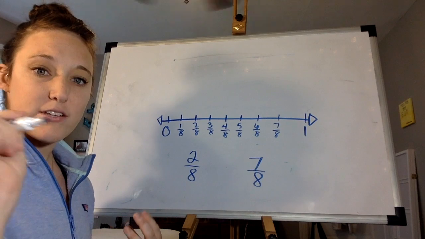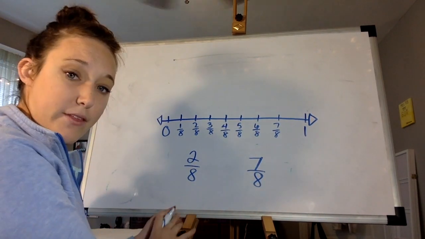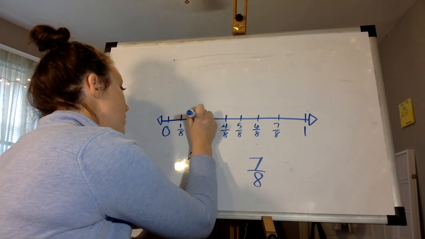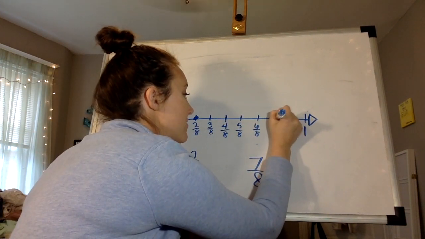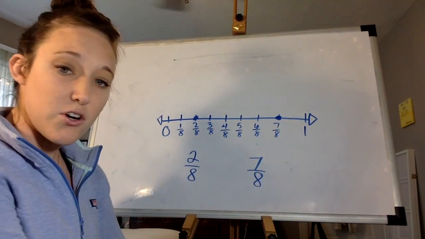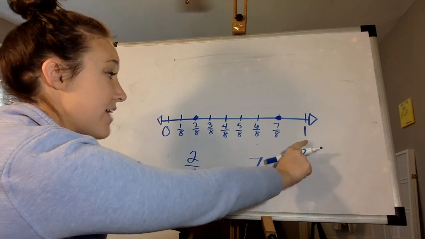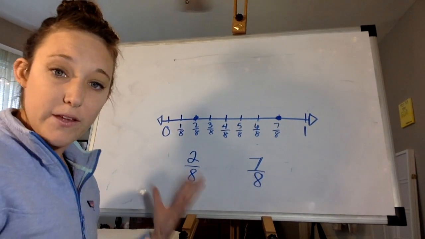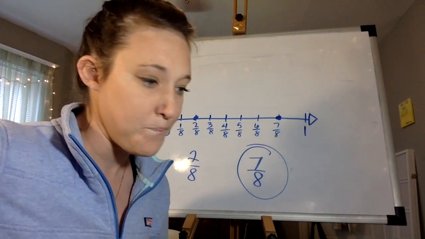Plotting, if you remember, is just drawing in one filled circle over the fraction or number that we're plotting. So we're going to plot 2/8, just right there, and 7/8. And I need to circle the greater fraction. Well, looking at my number line, 7/8 is closer to 1 whole than 2/8 is. So 7/8 is my greater fraction.